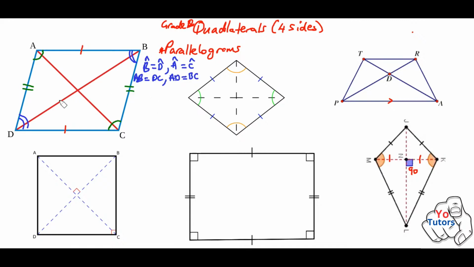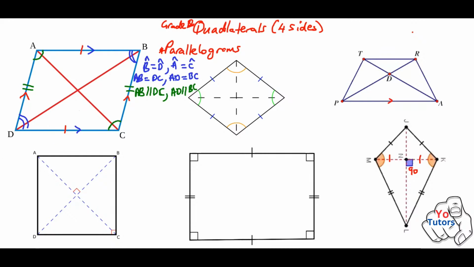Now, what else can we add to make out the quadrilateral a parallelogram? It is that the opposite sides are parallel. So what we expect to see is that your AB is parallel to DC, and also your AD is parallel to BC. So these opposite sides are parallel.